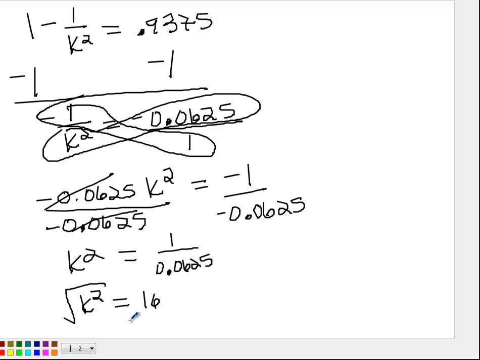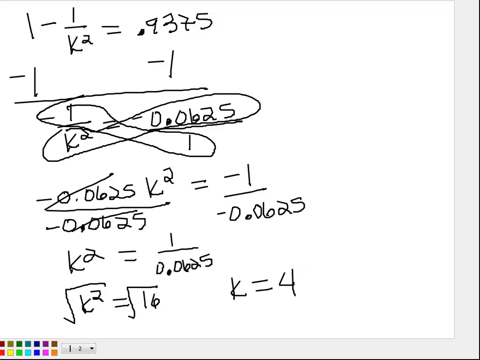To get k by itself, you're going to take the square root of both sides, so you get k is equal to 4. So you went out 4 standard deviations. So 93.75% of your data will fall within 4 standard deviations.